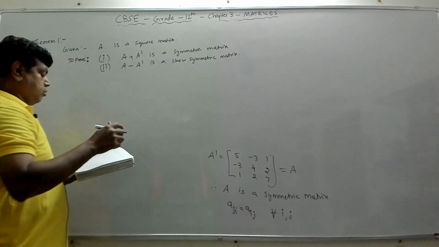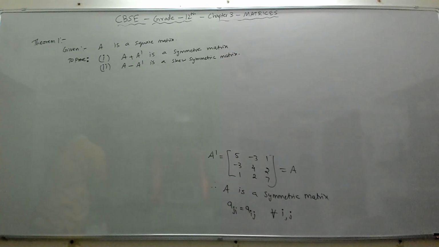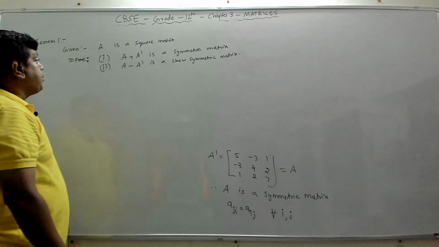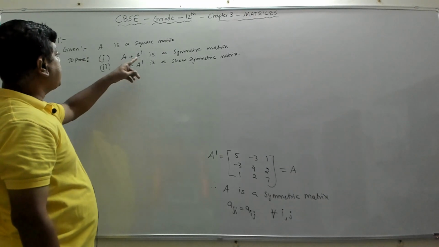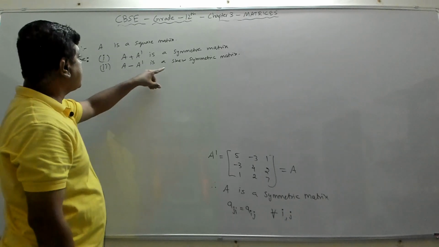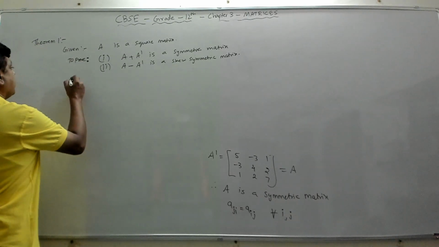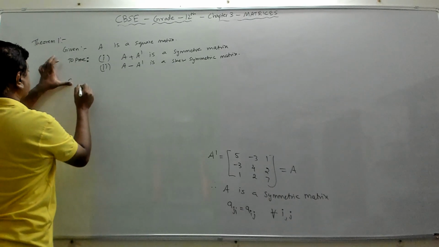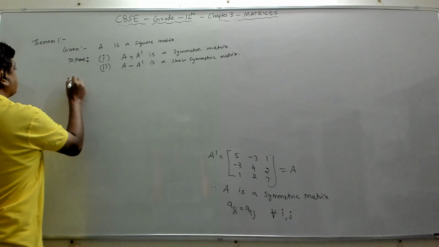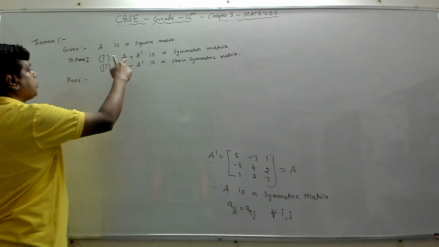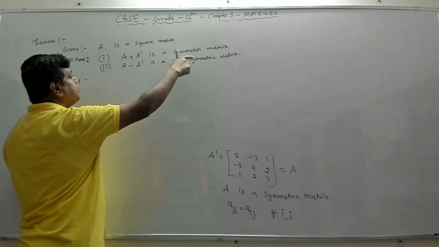So we have to prove these two. What is given is A is a square matrix, and we have to prove A plus A transpose is a symmetric matrix, and A minus A transpose is a skew symmetric matrix. Now the solution, or proof. So the proof is, we should first show A plus A transpose is a symmetric matrix.